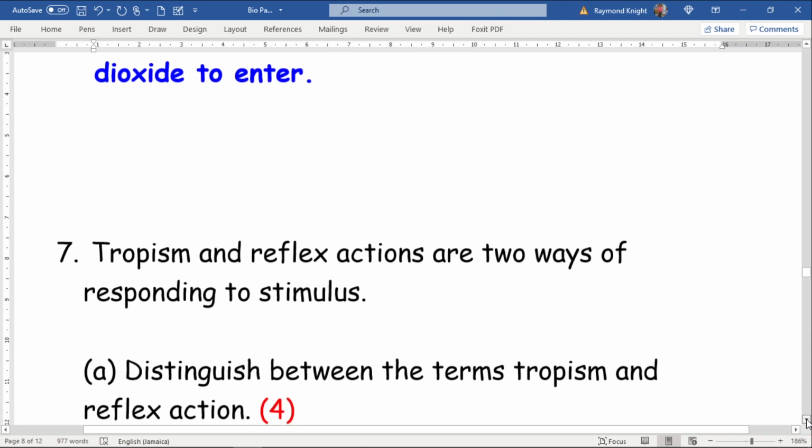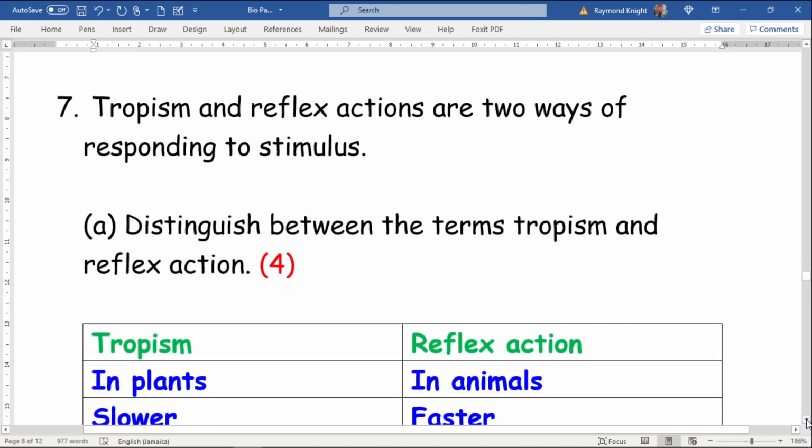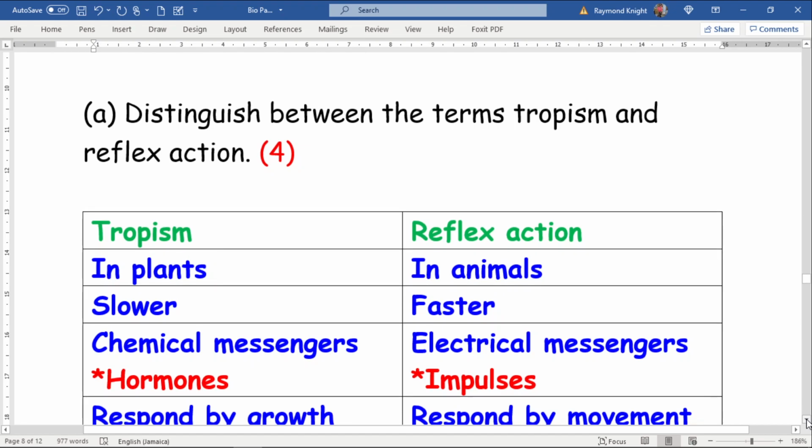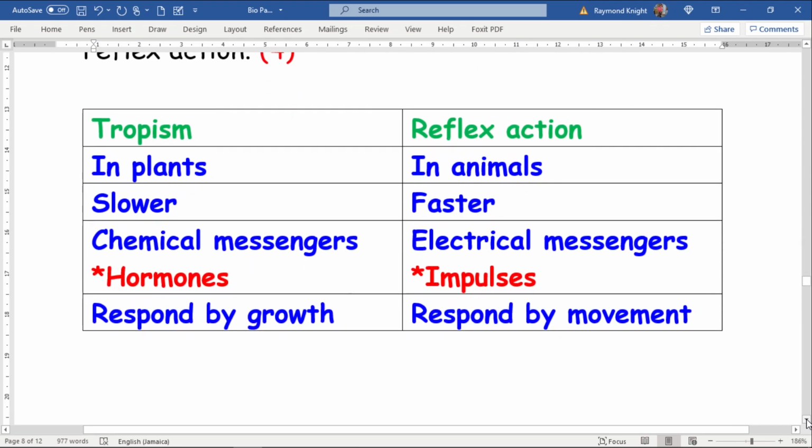Now, the last question here is that tropism and reflex actions are two ways of responding to stimulus. It said distinguish between the terms tropism and reflex action for 4 marks. Again, I put a chart. Of course, you could do this in the examination. It's easier for you to draw a chart and show the differences between two things, and the examiner will see it better as well, and you can check that you have the correct stuff.